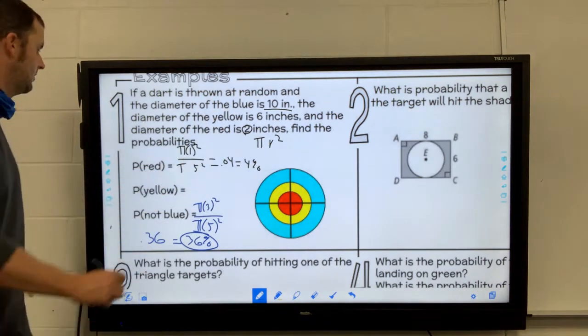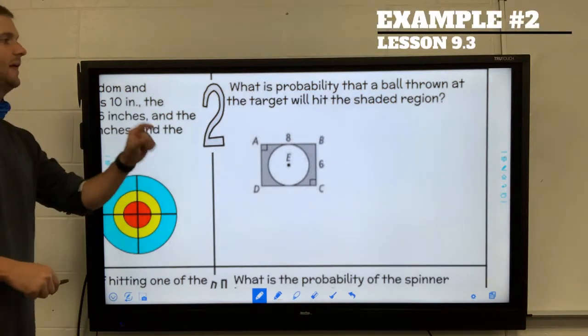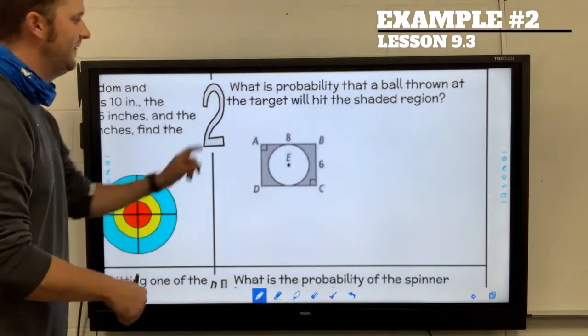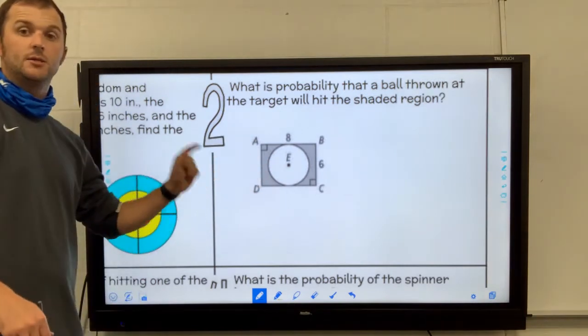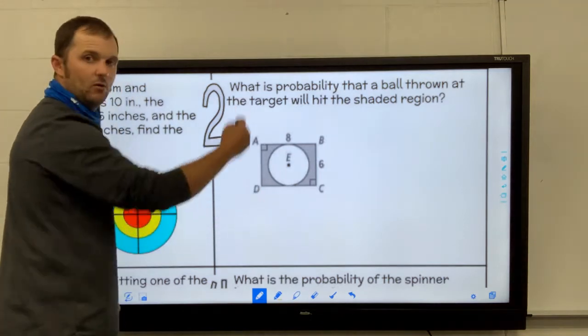So let's move over to example number 2. All right, so on example number 2, it says, what is the probability that a ball thrown at the target will hit the shaded area, okay? That means I need to take the total area. The whole target looks like it's going to be a rectangle.